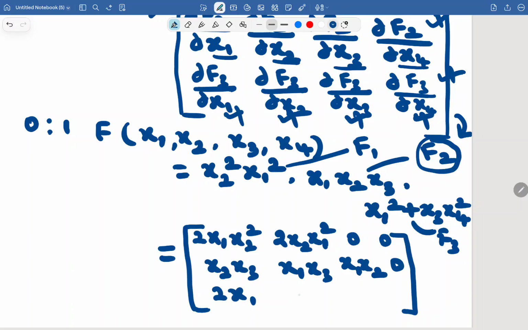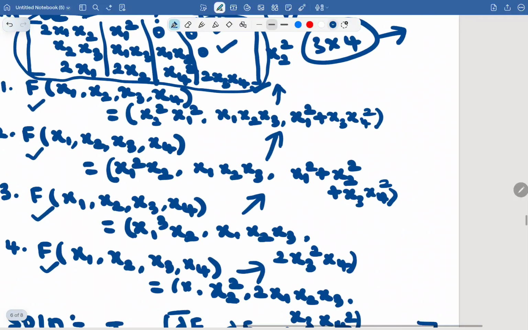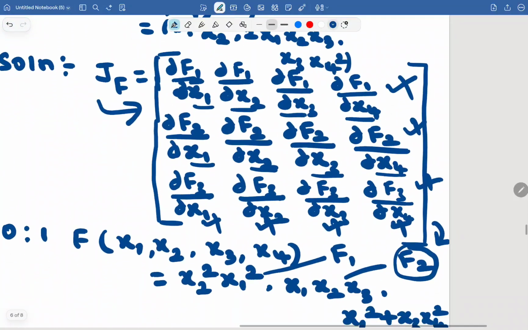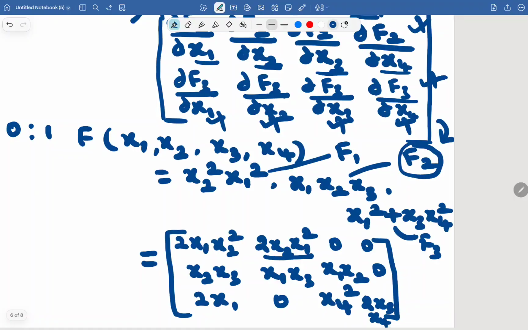x1, there is no x2, 0. With respect to x3, x4 square. With respect to x4, 2x3 x4. Now I am going to check whether option 1 is the correct one. 2x1 x2 x1 square, but we are getting 2x2 x1 square. Option 1 is the wrong option.